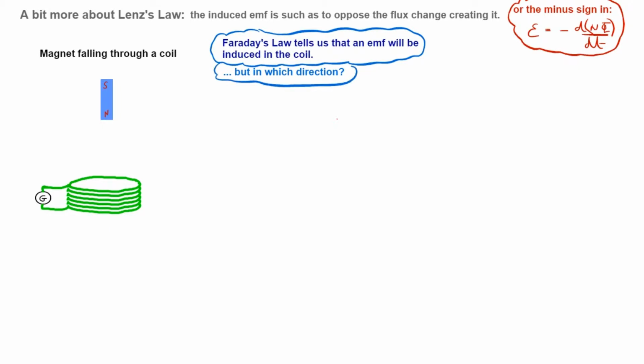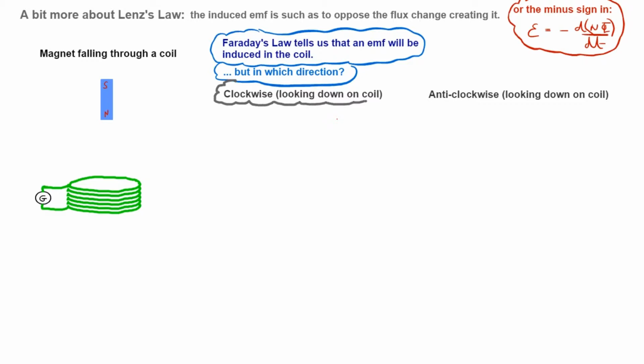Well, there's obviously two possibilities. It could go that way round, and therefore the current would flow that way round, or the other way. It could be that way round, and the EMF is in the opposite direction to make the current flow the other way round. So those are the two possibilities. Looking down on the coil, we could either have a clockwise EMF and a clockwise current, or an anti-clockwise EMF and an anti-clockwise current. So which one's it going to be is the big question here.